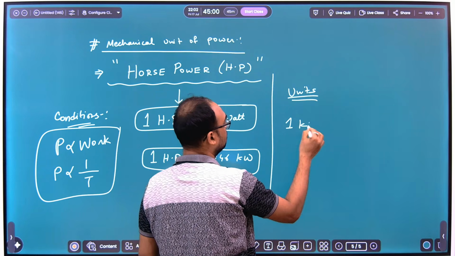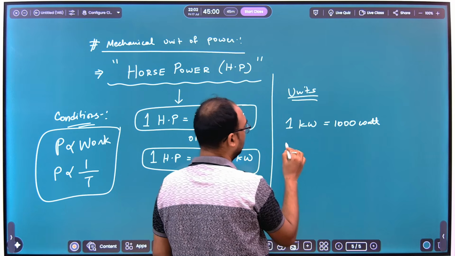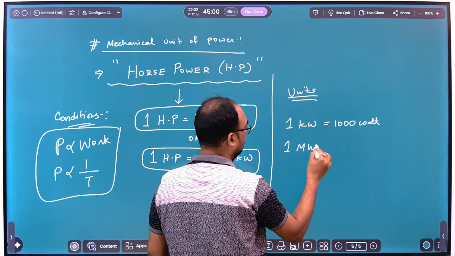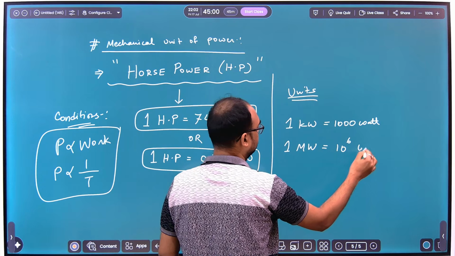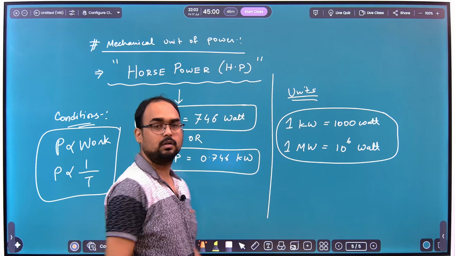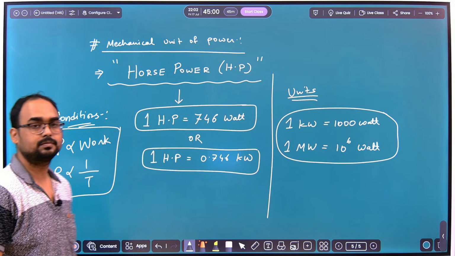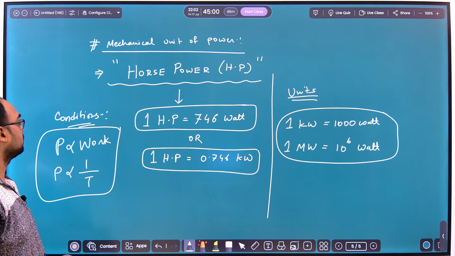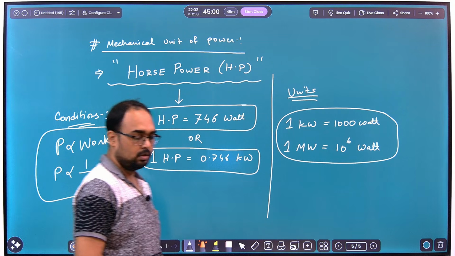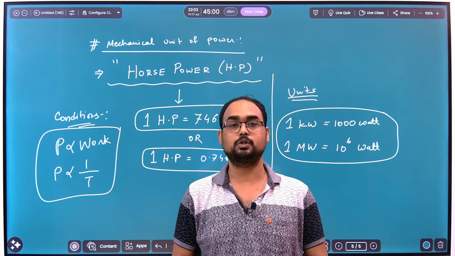1 kilowatt is equal to 1000 watt. These are general knowledge questions. Or 1 megawatt is 10 to the power 6 watt. Go through this once. So that is the complete power concept that you need to learn for your school exams.